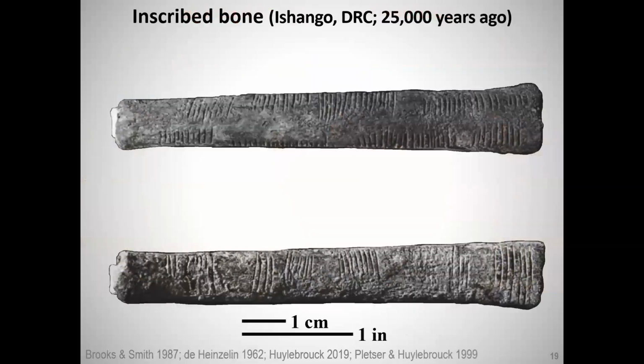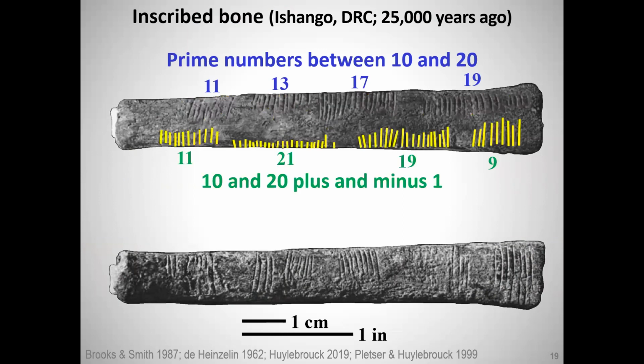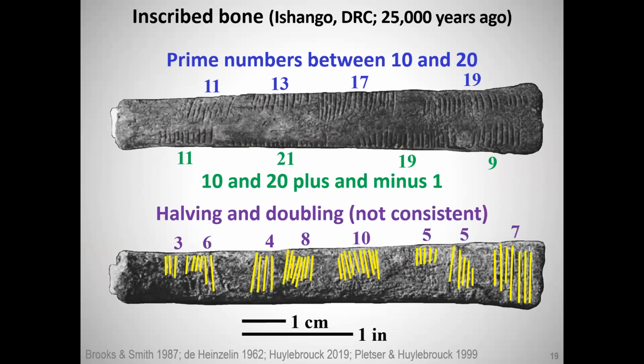Another example of statistical likelihood comes from Ishango in the Democratic Republic of the Congo. This inscribed bone is about 25,000 years old. It has 3 rows of marks that are separated into groups by wider spacing. The first row of marks contains the prime numbers between 10 and 20. The second row contains the results of 10 and 20 plus and minus 1. The third row consists of marks that suggest halving and doubling, but not consistently.